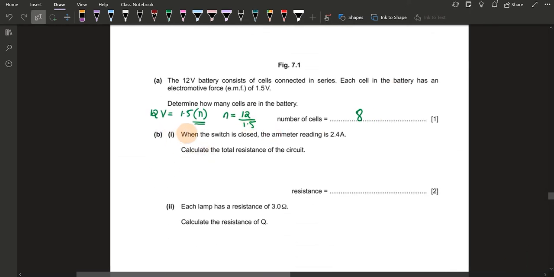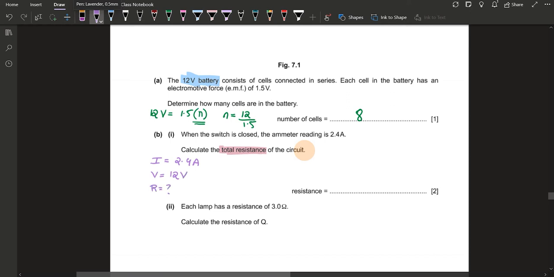Part B, I says when the switch is closed, the ammeter reading is 2.4 ampere. Calculate the total resistance of the circuit. At this time, we are given the reading of I, which is 2.4 ampere. And note here, they're saying that we need to find total resistance. So we have to use our total voltage of the battery, which is 12. So we have V, which is 12 volts, and we need to find R.